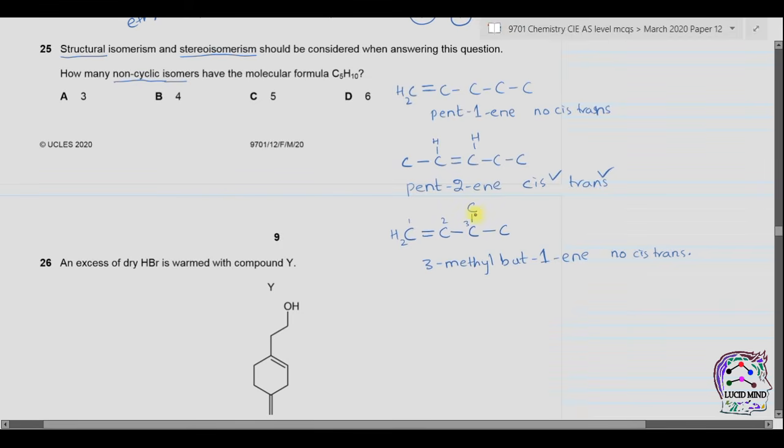Let's move this substituent to another place. So we have CH2 double bond C. Now the name of the compound is 2-methylbut-1-ene, and again no cis-trans is possible.